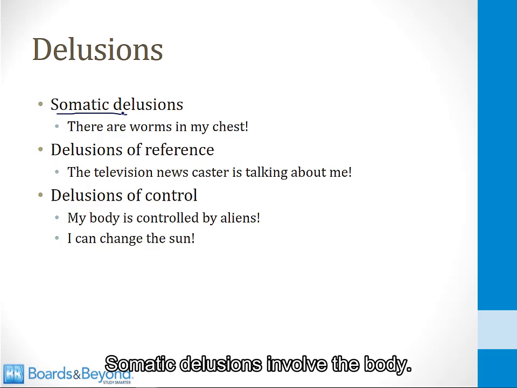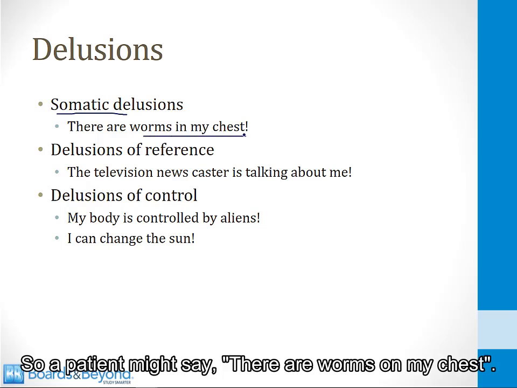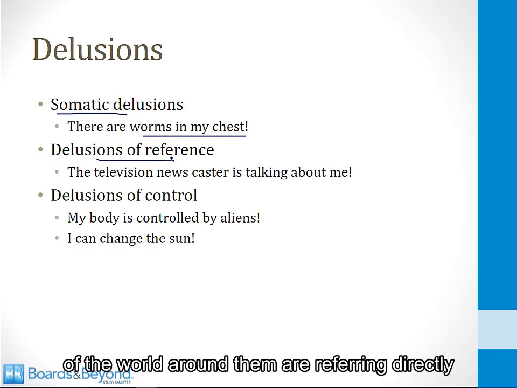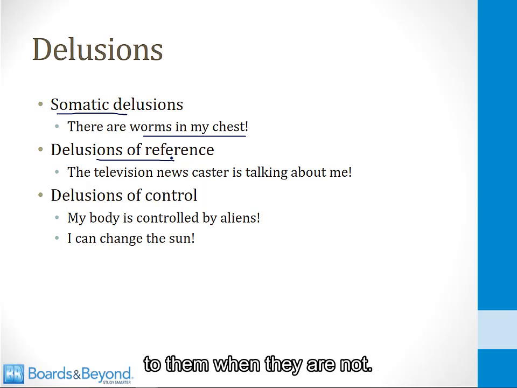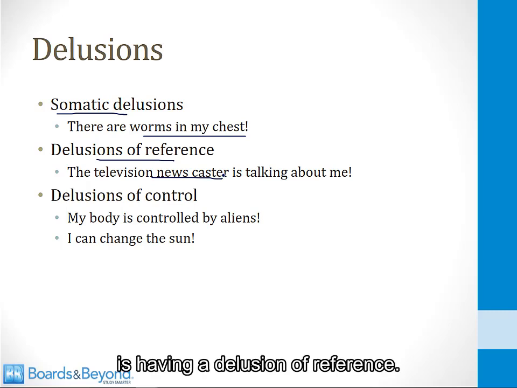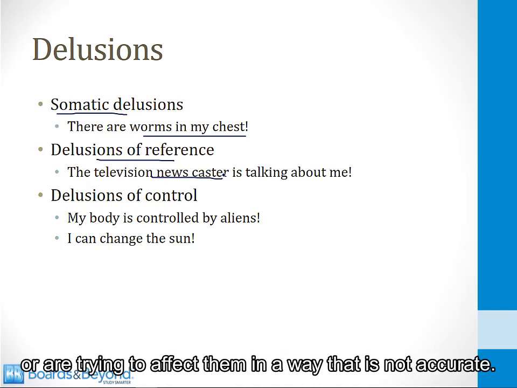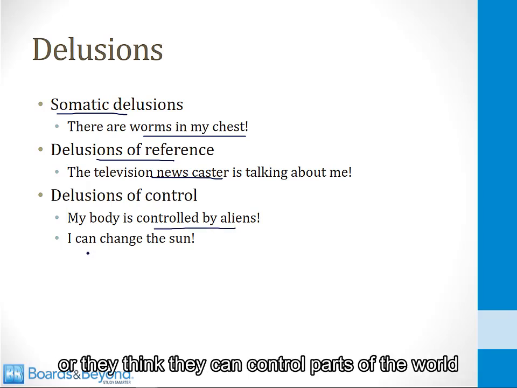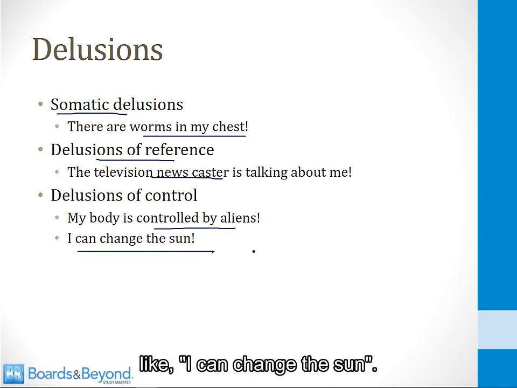Somatic delusions involve the body, so a patient might say there are worms on my chest. Delusions of reference are when patients think pieces of the world around them are referring directly to them when they are not. So for example, a patient who thinks the television newscaster is talking about me is having a delusion of reference. Patients may also think other things in the world are all about them or are trying to affect them in a way that is not accurate. And then finally, delusions of control are where patients think that their body is controlled by aliens or they think they can control parts of the world or the universe, like I can change the sun.